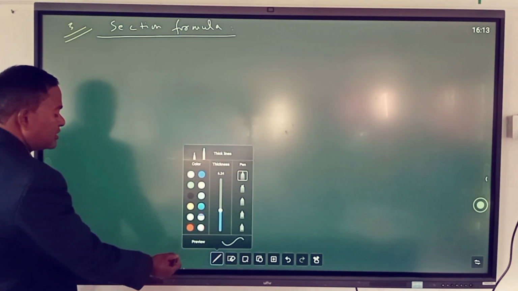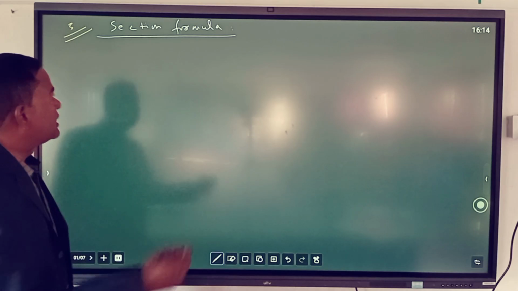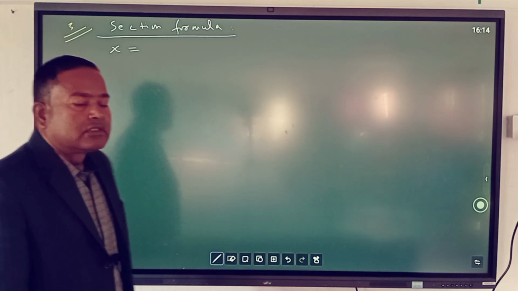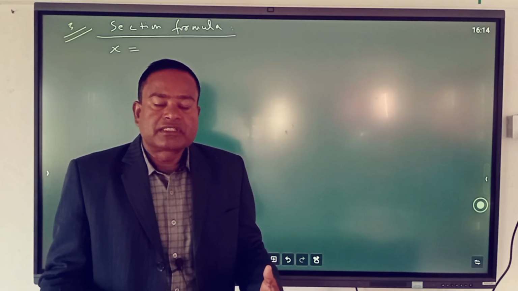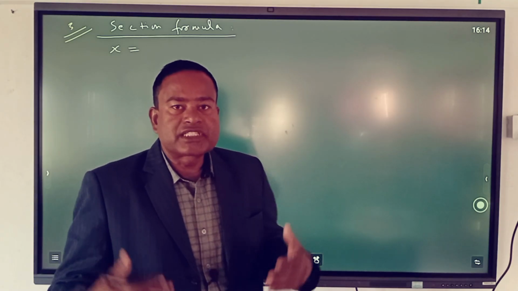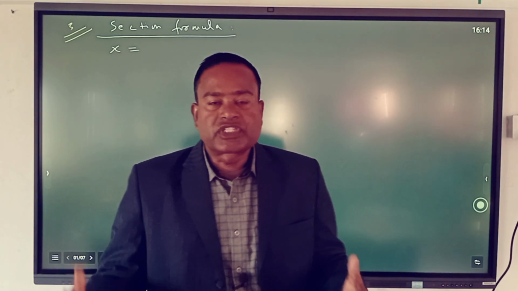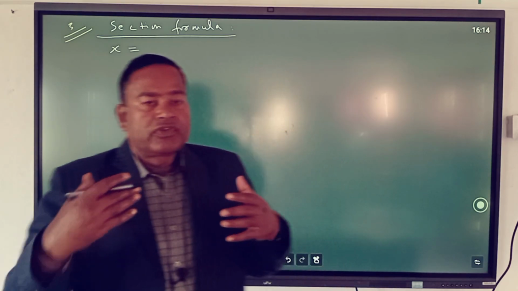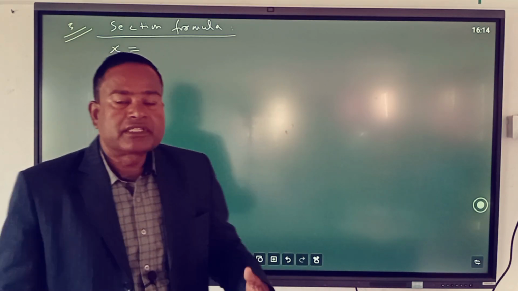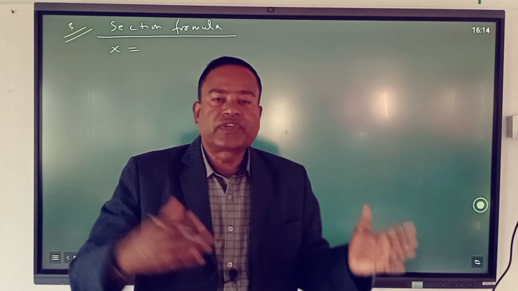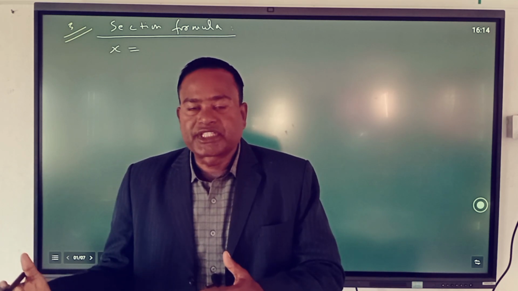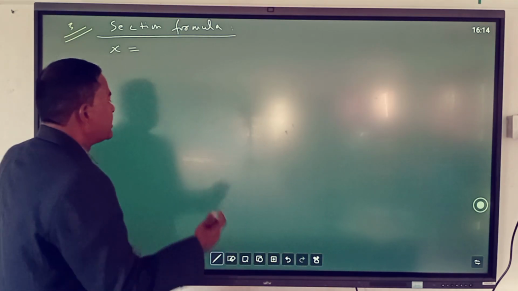Dear student, according to the section formula, in the section formula we find the coordinates of any point, which we suppose as P(x, y, z). We find the coordinates of a point which divides the line joining any two given points in a given ratio. So let's make a diagram.